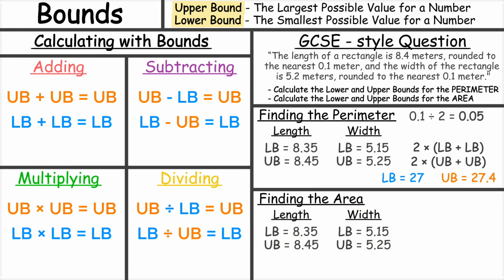Now we can move on to finding the lower and upper bounds for the area. To find the lower bound, multiply the lower bound of the length by the lower bound of the width. 8.35 times 5.15 equals 43.0025. To find the upper bound, multiply the upper bound of the length by the upper bound of the width. 8.45 times 5.25 equals 44.3625. So the final answer for the lower and upper bounds of the area is 43.0025 and 44.3625.